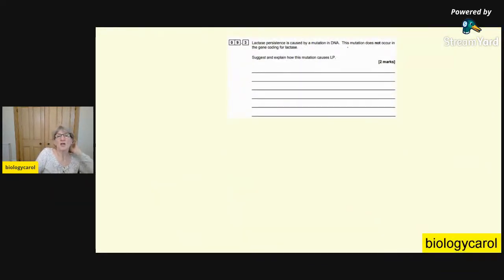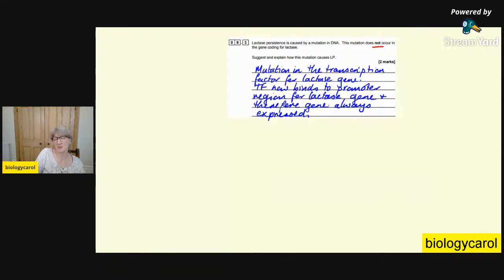So here they tell you that the mutation does not occur in the gene. So you have now got to think about somewhere else in the DNA where this mutation could have occurred that would affect the transcription of the protein, of the lactase. So my immediate go-to would be transcription factors. So I've just said mutation in the transcription factor for lactase gene.